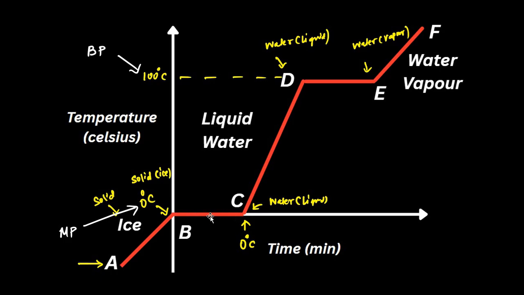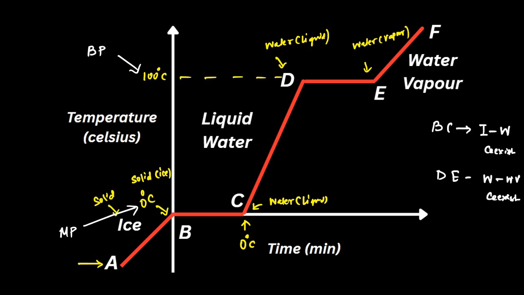But BC involves ice water coexistence. DE is water, that is liquid, and water vapor coexistence. Both of them coexist in thermal equilibrium.